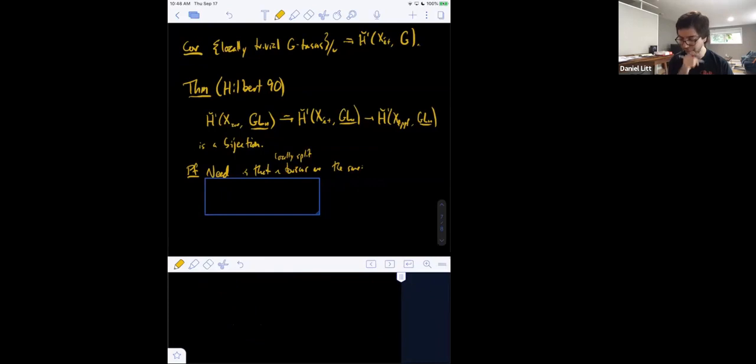So let's just start with something on the FPPF side. So a locally split torsor on the FPPF side, and let's make out of it a locally split torsor on the Zariski side.